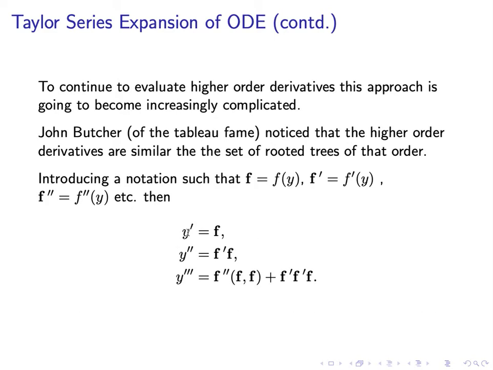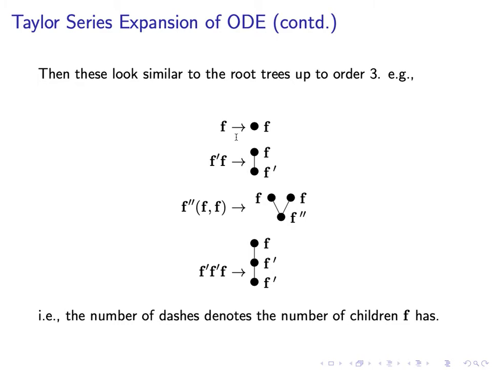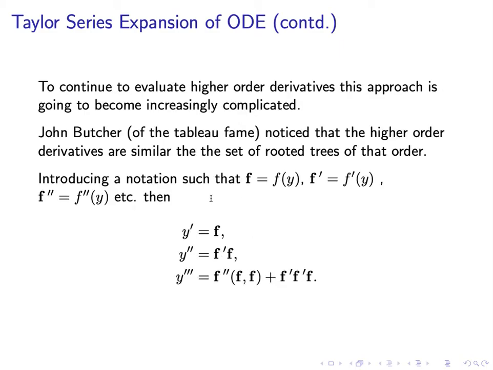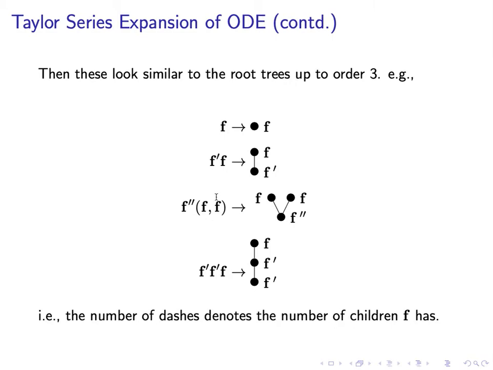What we had is y dash was equal to f. Let's say f is a rooted tree containing one node. The second order derivative was f dash f, and here a dash after the f denotes a node with one child. So represented as a rooted tree, we'd have f dash on the bottom with one child containing f.